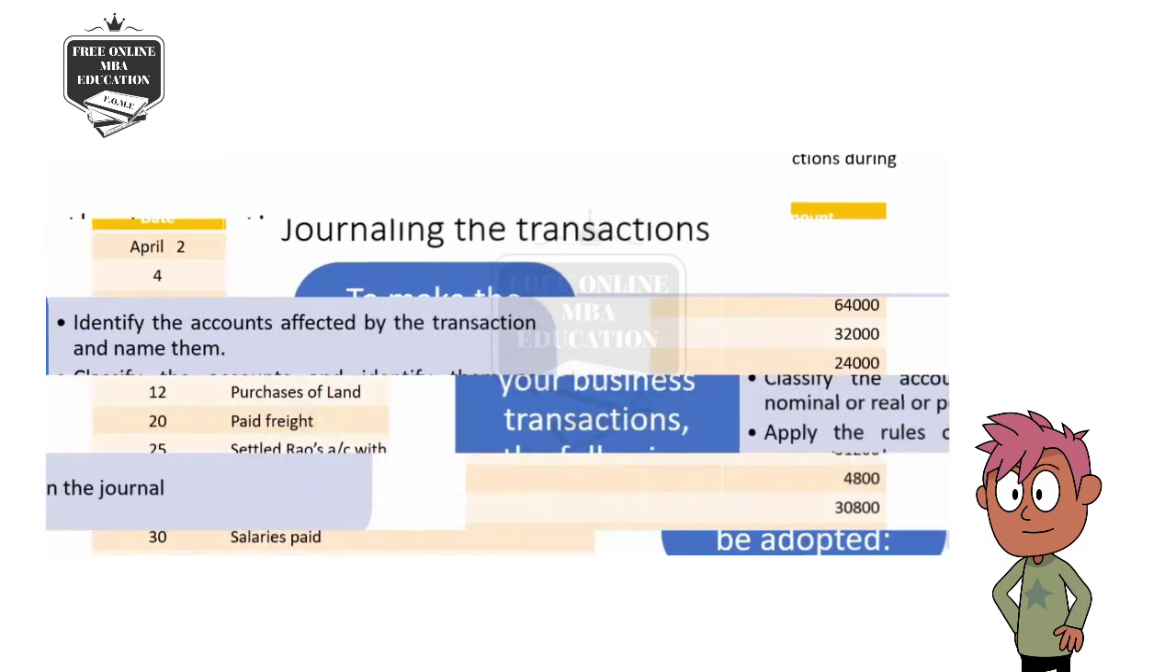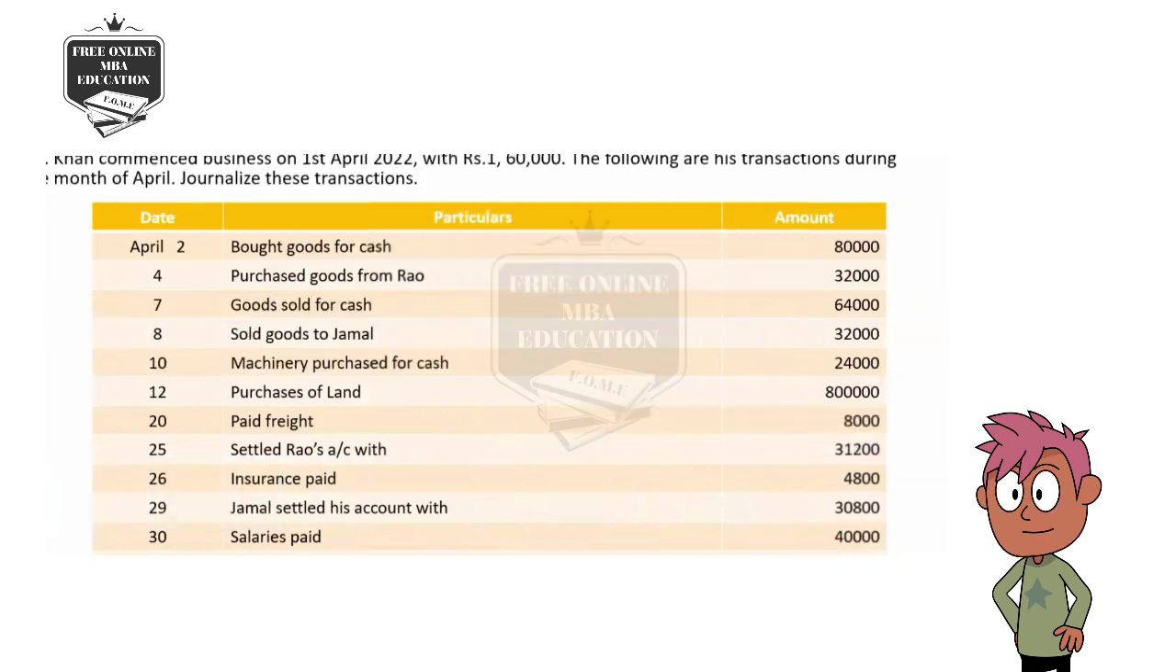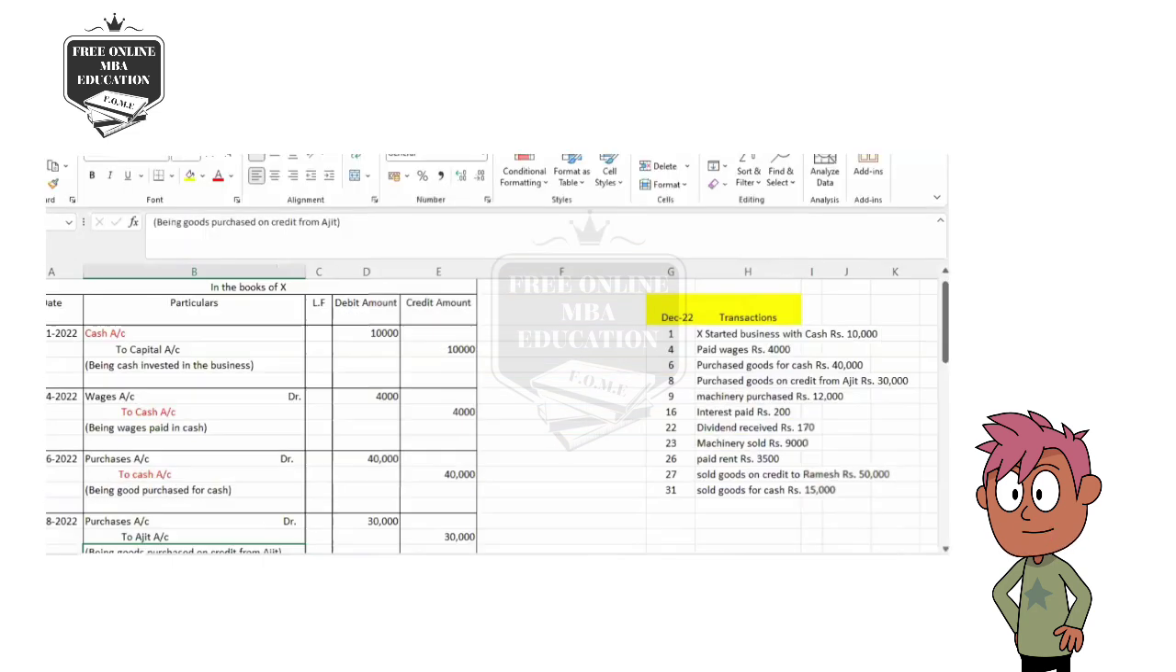Let's check this sum. It's a big sum, and I will be solving it for you, so please be patient and properly understand all these transactions. On the right hand side, I have marked a few transactions, and on the left hand side are the journal entries which I have passed. Okay, so let's check.